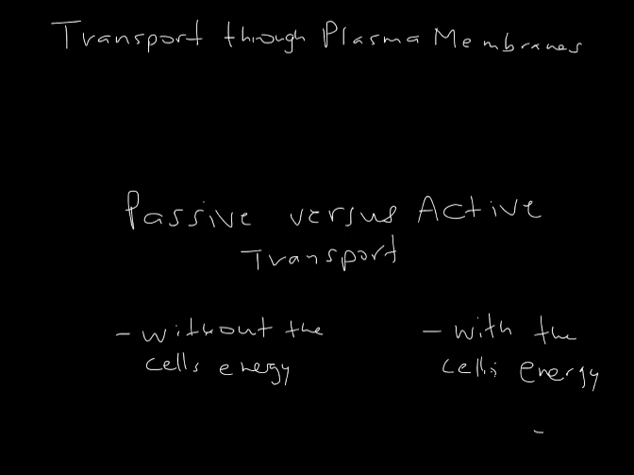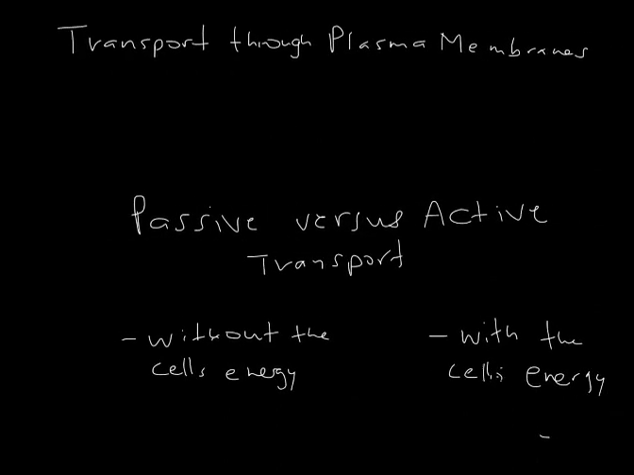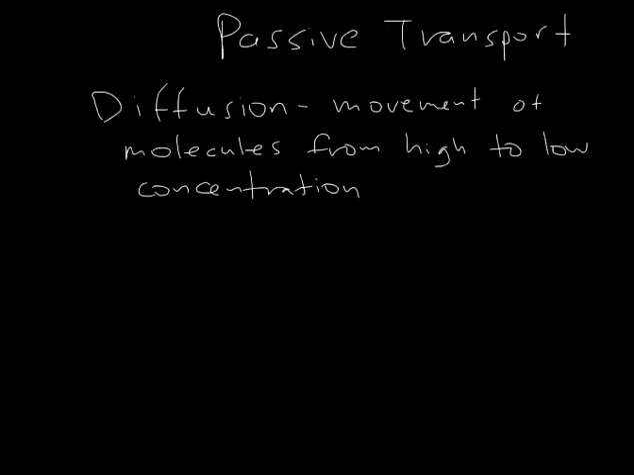Next, we'll talk about transport through plasma membranes within cells, and passive versus active transport. Passive transport occurs without the cell's energy, whereas active transport uses the cell's energy. An example of passive transport is diffusion, the movement of molecules from high to low concentration. This occurs when there's a concentration gradient, where there's a difference in concentrations in and out of the cell membrane.